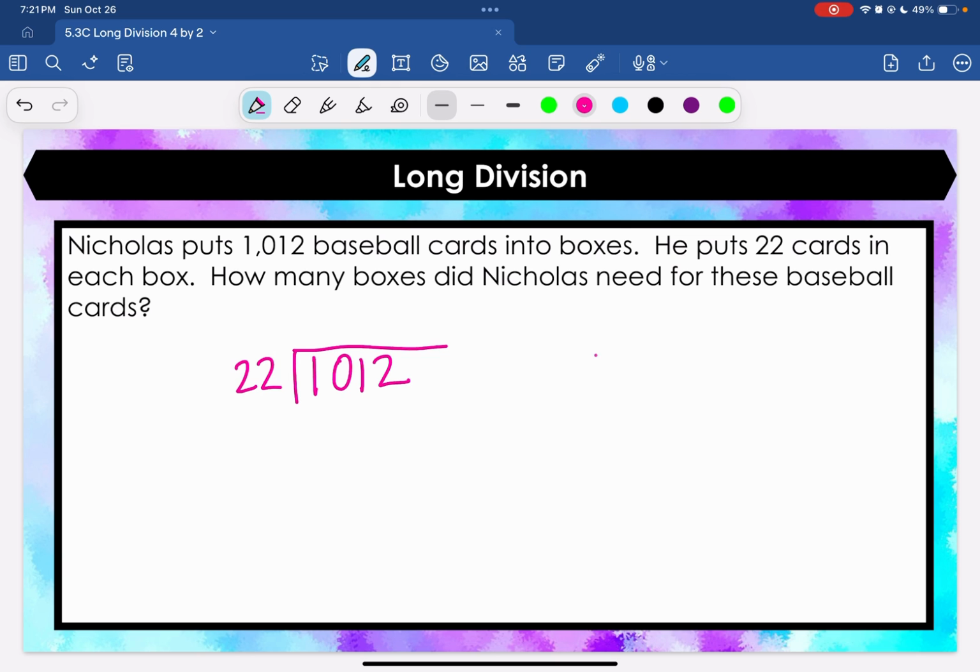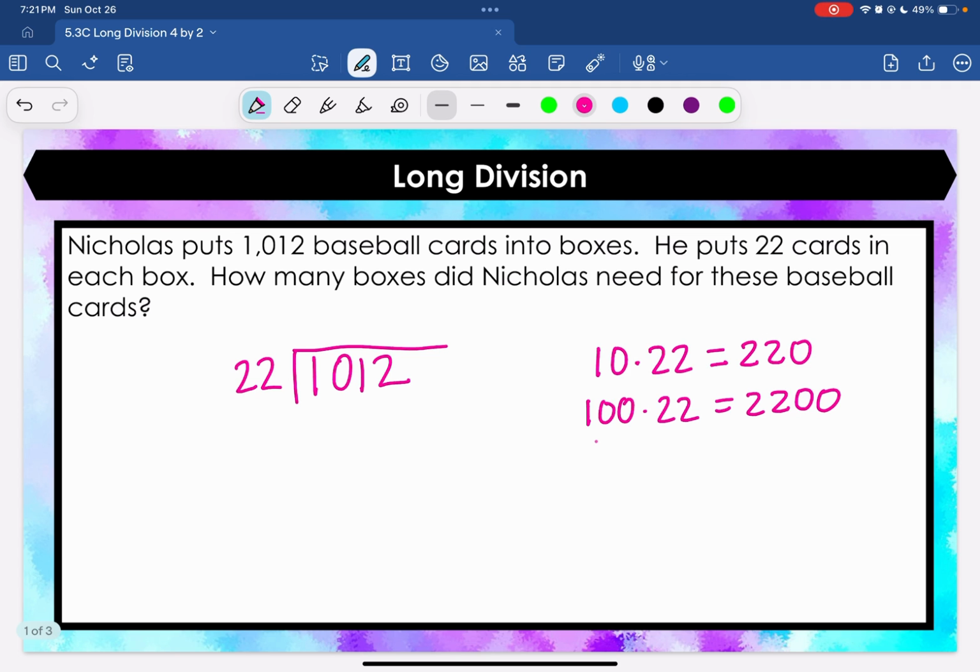So let's get started. 10 groups of 22 is 220. Most students know write 22 and add a 0 because that's powers of 10. Well, now I want to go to 100 groups of 22 because 220 is just not enough. That'll give me 2,200. Well, that's more than I need.